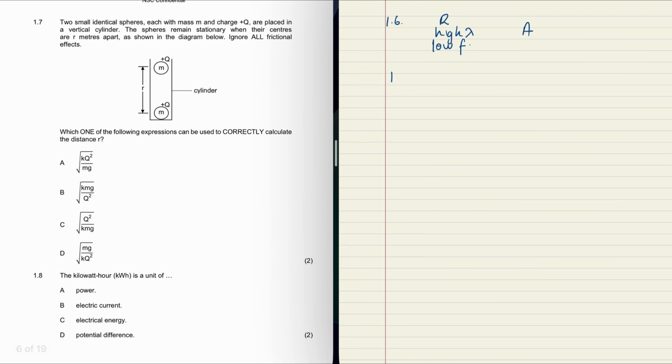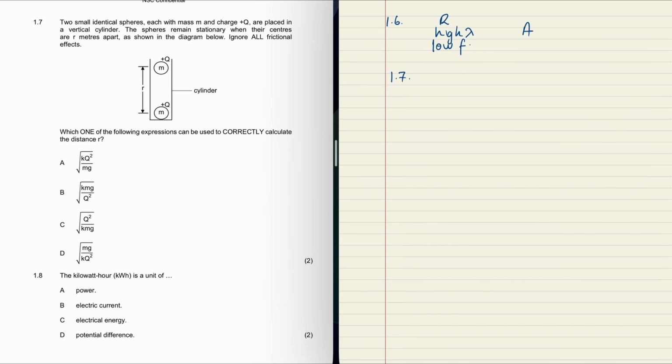Question 1.7. Two small identical spheres, each with a mass m and charge q, are placed in a vertical cylinder. The spheres remain stationary when their centers are r meters apart as shown in the diagram. Which one of the following expressions can be used to correctly calculate the distance r?